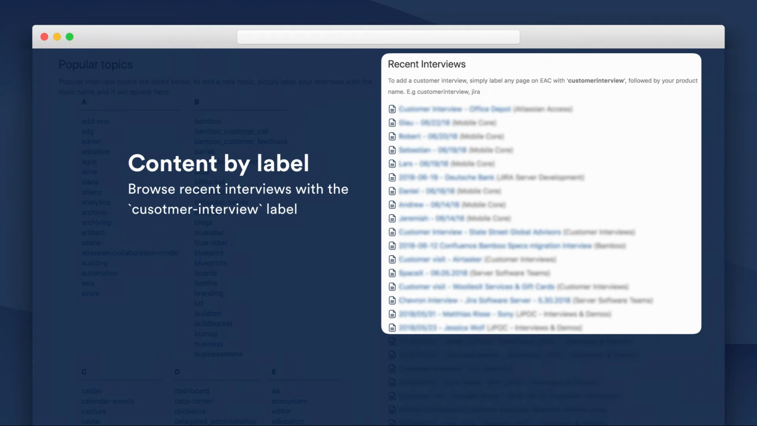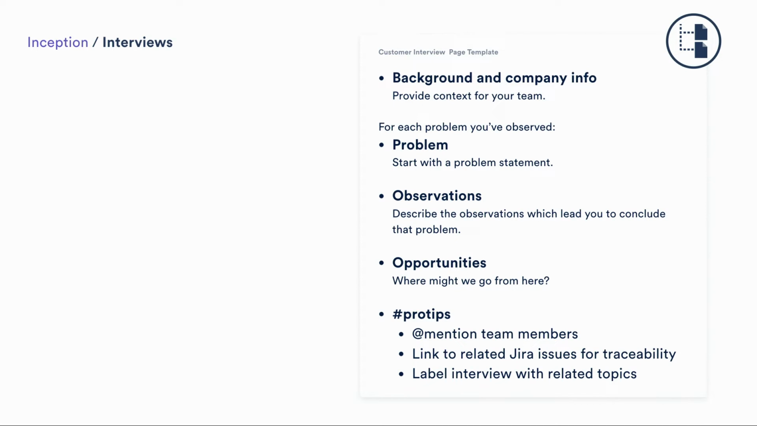And then we have a section where we share the recent interviews. So these are like, hey, these are all the recent interviews we had. That's the content by label macro. So how do we do customer interviews? Very simply, we have two key templates. A customer interview template, and here it's very simple.